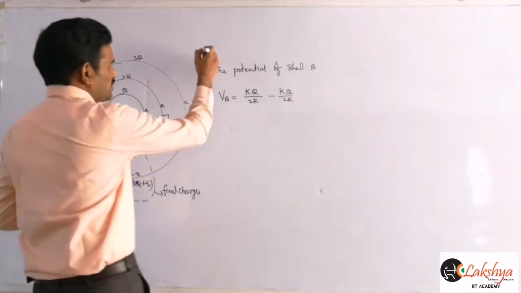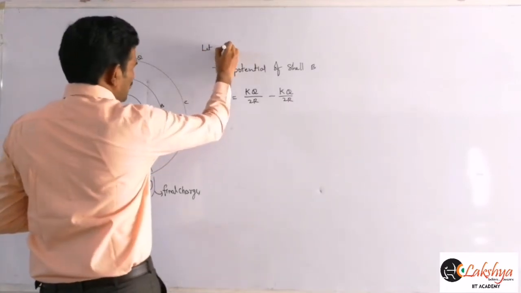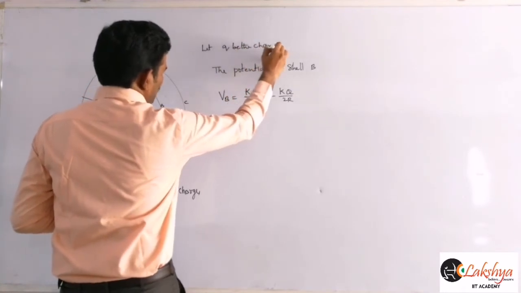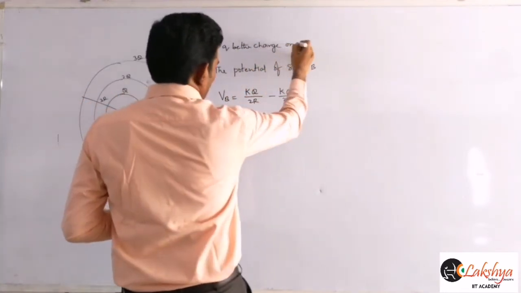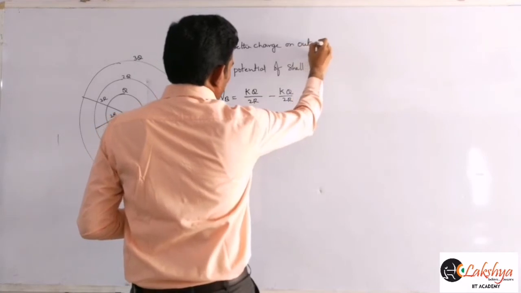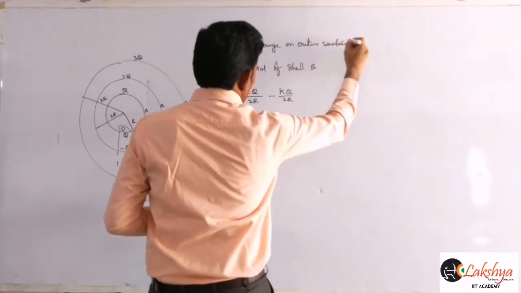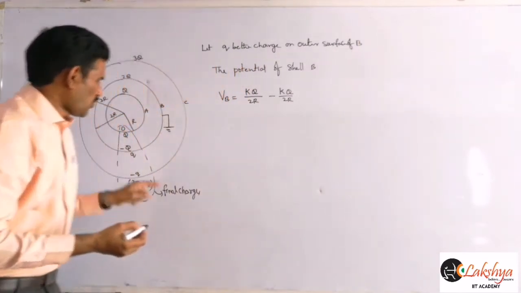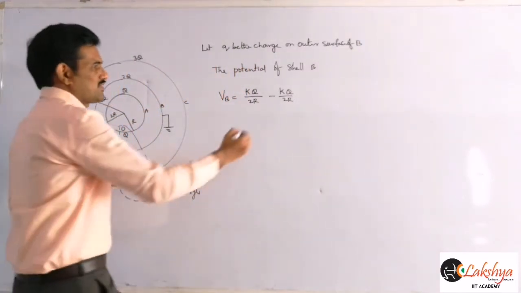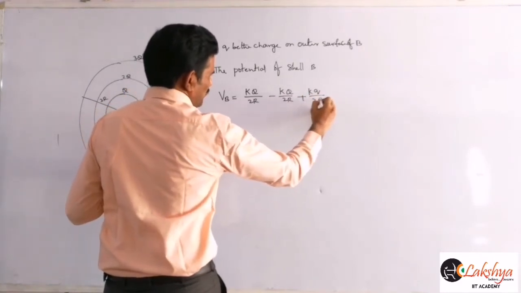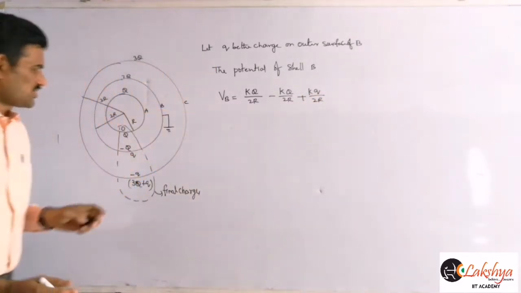So let us write that first here. We are assuming that let Q be the charge on outer surface of B. So that is the assumption that we are taking here. Now potential due to that charge we can write as plus K into Q by 2R, right? So that is the potential due to the charge.